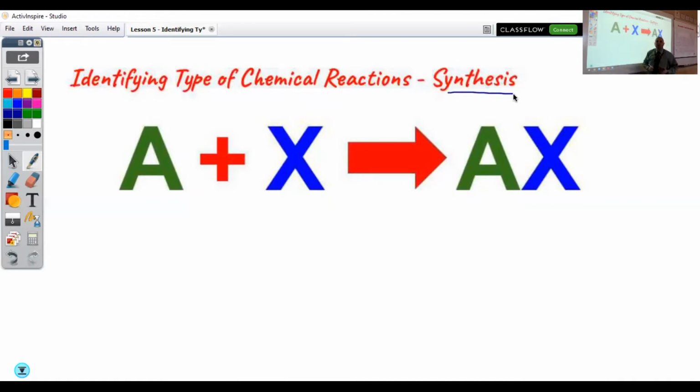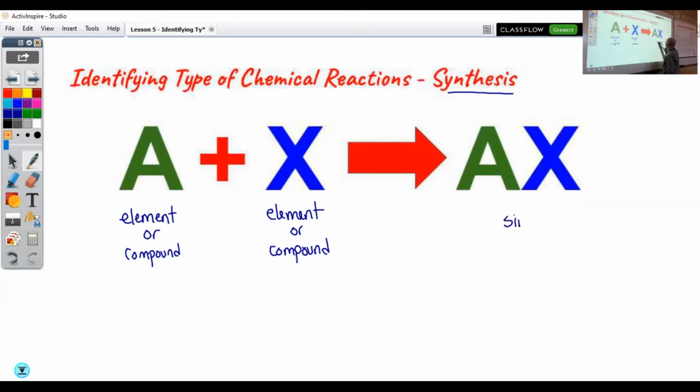So in a synthesis reaction, you have two reactants, and those reactants could be an element or a compound. Same thing for the second one, could be an element or a compound. And they will combine to form a single product. So in a synthesis reaction, you have two things coming together to make a single product.